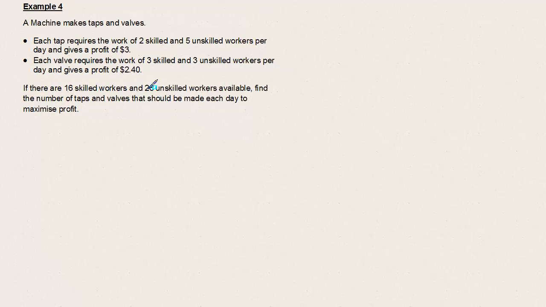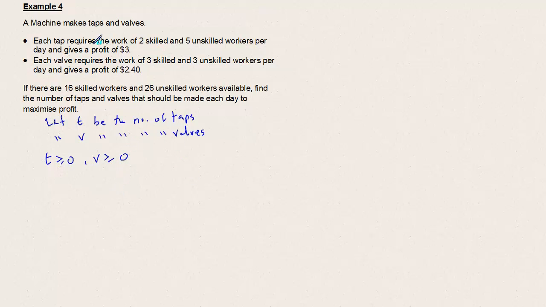So clearly the different types of workers are the constraint, and we're making taps and valves. So if we let T be the number of taps that we make and let V be the number of valves that we make, then we know that T has to be greater than or equal to 0, V has to be greater than or equal to 0, non-negativity, you can't make negative numbers of things.